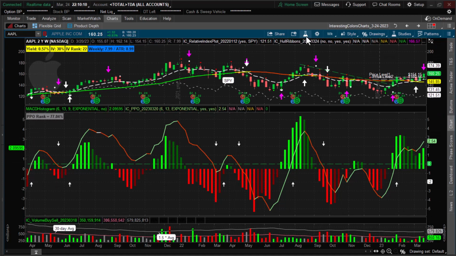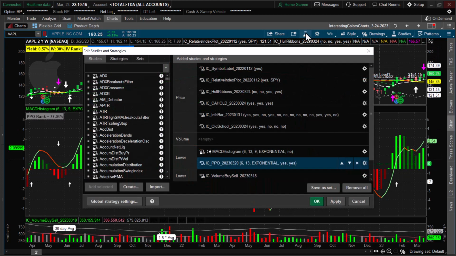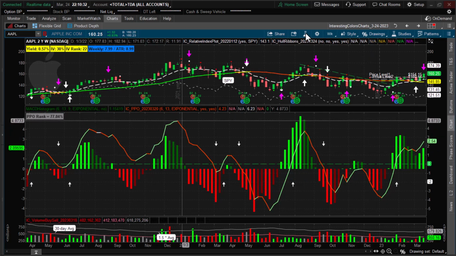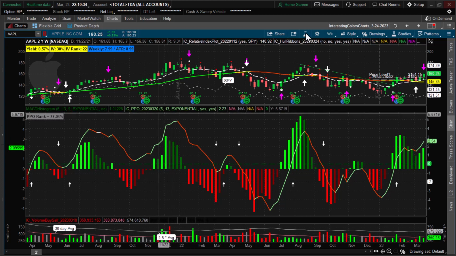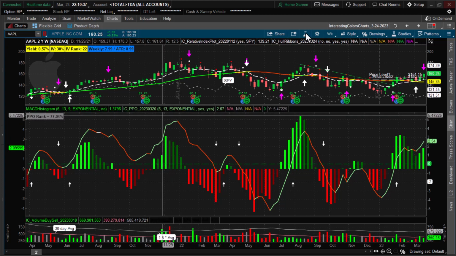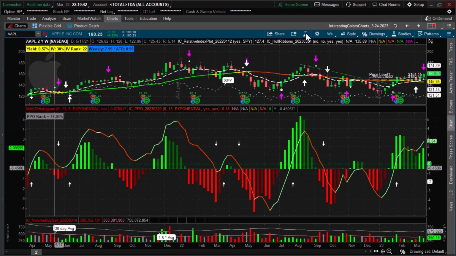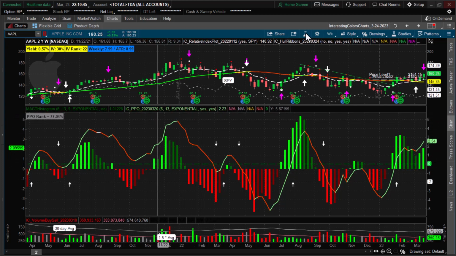So if you look here, what you find is that we've actually got two indicators: the PPO indicator and the MACD. And it turns out that the PPO is based on the difference of two moving averages. And I found the 6 and 13 exponential moving averages to be very, very useful. And in that regard, it's not a whole lot different from the MACD.